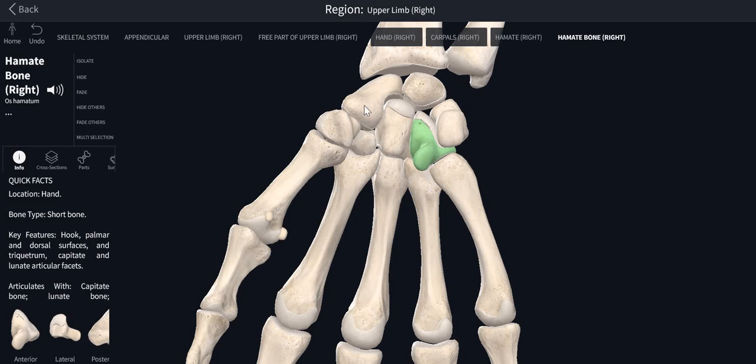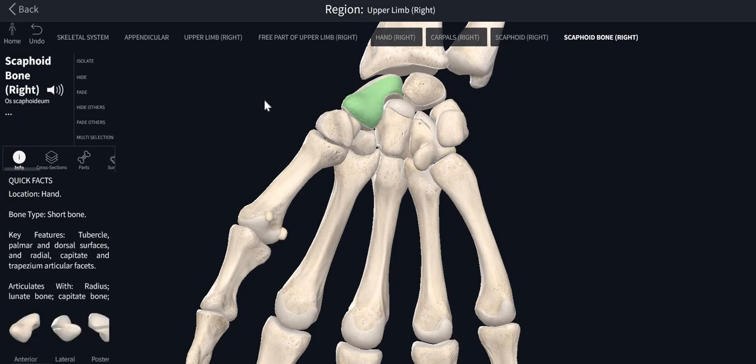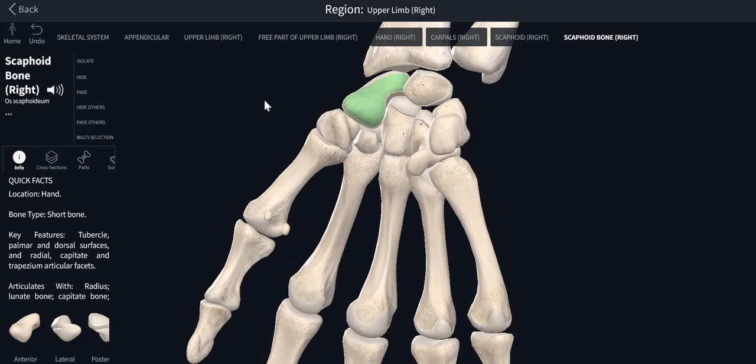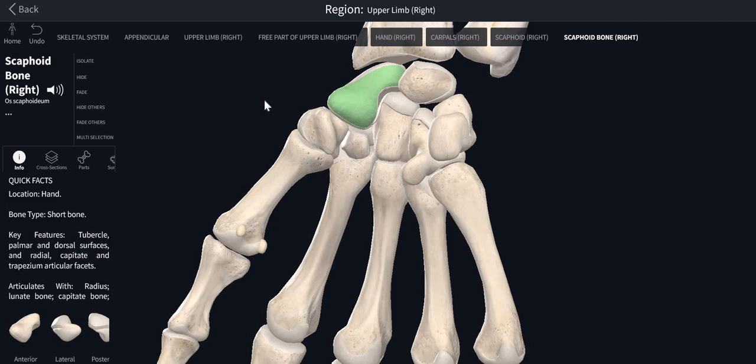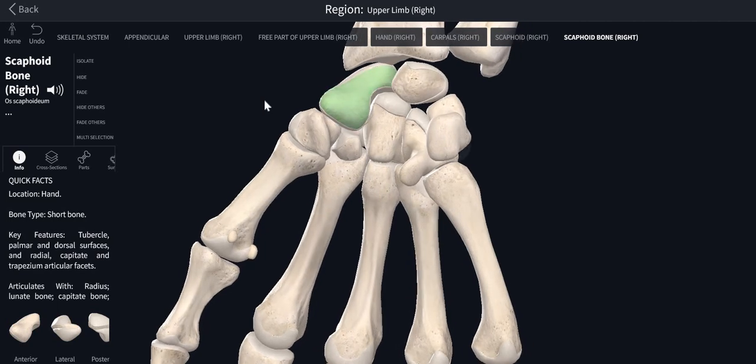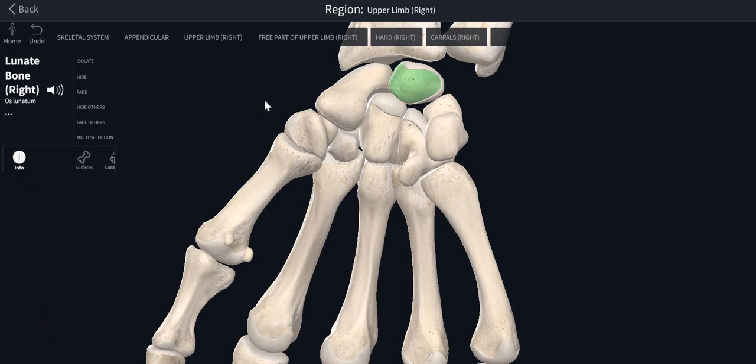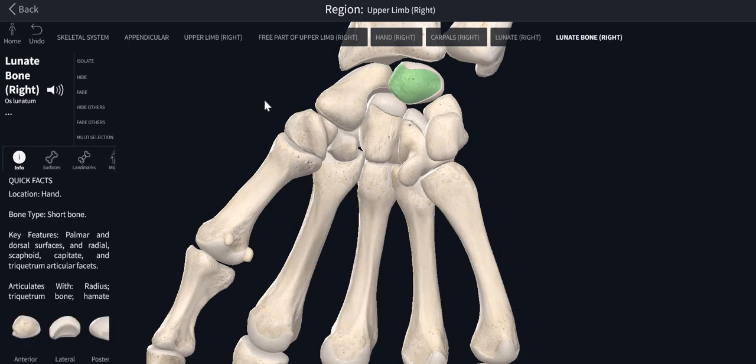تمام؟ أول شيء the scaphoid bone. The scaphoid bone is the most proximal and most lateral carpal bone. And it looks like a peanut shape. تمام؟ هاي المعلومة مهمة عشان بعدين بس نحكي عن the fractures. So it kind of looks like a peanut. اللونيت شكلها زي القمر. كنا بنعرف إنه lunar. إشي إله دخل بالقمر زي مثلا lunar calendar etc. And so the lunate bone looks like a moon.